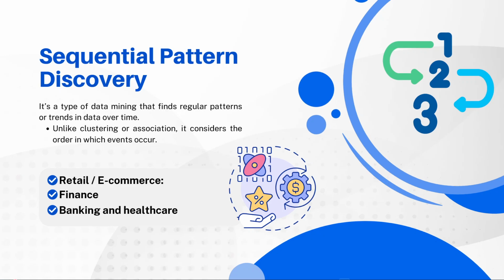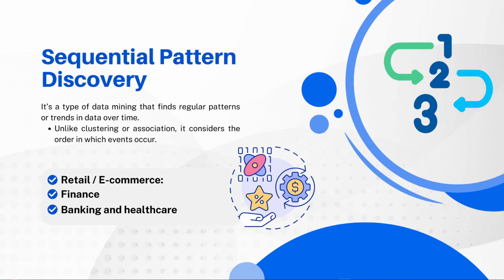Let's look at sequential pattern discovery, a type of data mining that finds regular patterns or trends in data over time. Unlike clustering or association, it considers the order in which events occur, like in retail or e-commerce, finance, banking, and healthcare. Here, I will emphasize the difference between sequential pattern discovery and association rule discovery. The sequential one goes in order, unlike the association one.